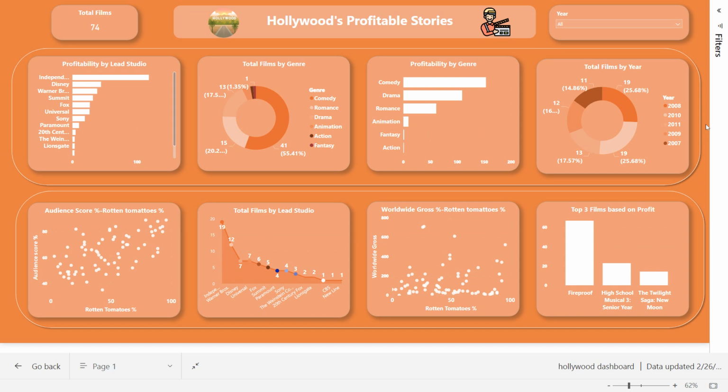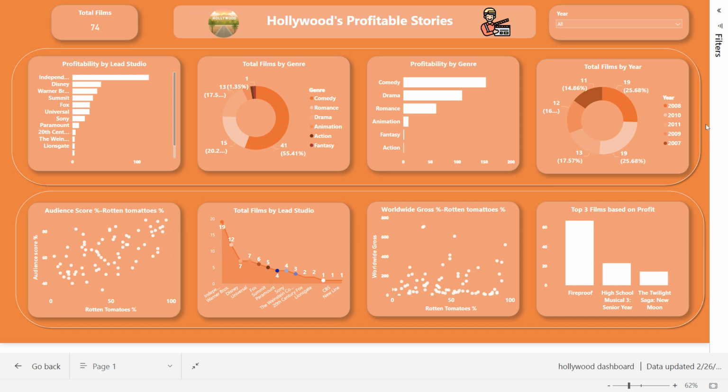In this dashboard, the key insights include profitability by lead studio using a clustered bar chart, total films by genre using a donut chart, profitability by genre using a clustered bar chart, total films by year using a donut chart, audience score percentage and Rotten Tomatoes percentage using a scatter chart, an area chart for total films by lead studio, and a scatter chart for worldwide gross percentage and Rotten Tomatoes percentage.